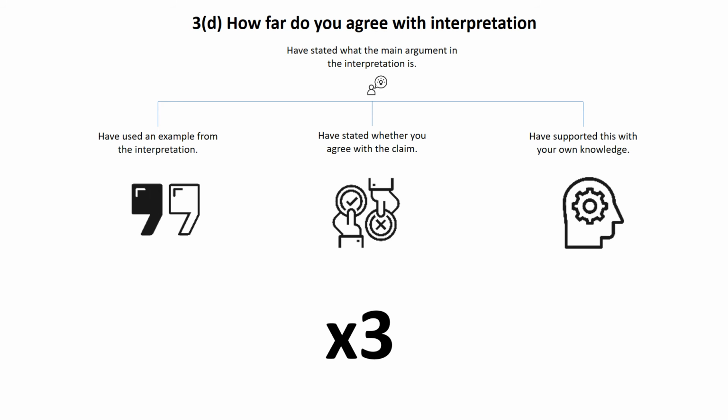So what we've got to do is you've got to state what the main argument is. We've got to use example from the interpretation, state whether we agree, support it with our own knowledge. So we've got to follow those 4 steps in that first bit. So, and we'll do that 3 times. So let's see this in action.